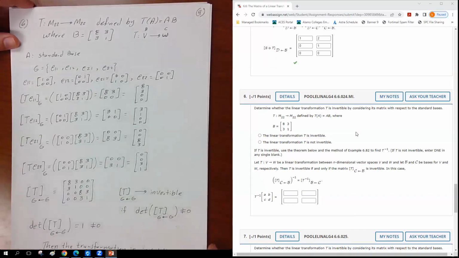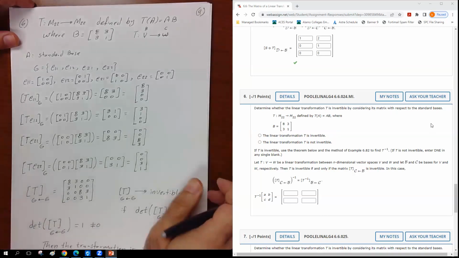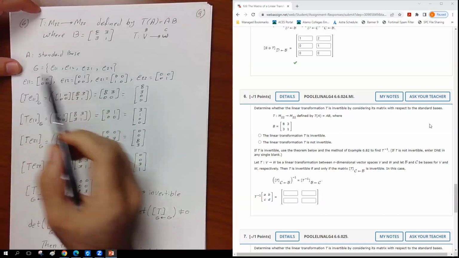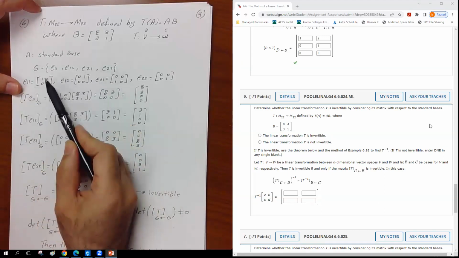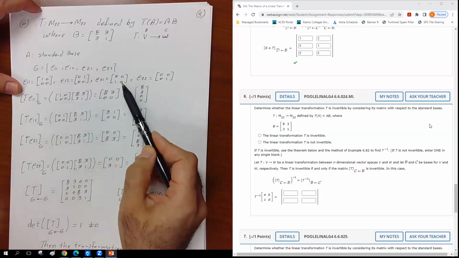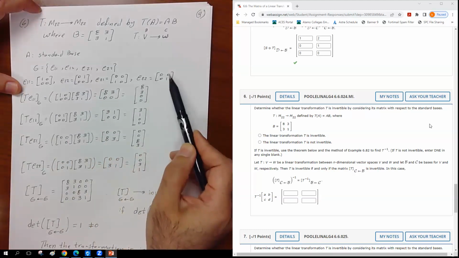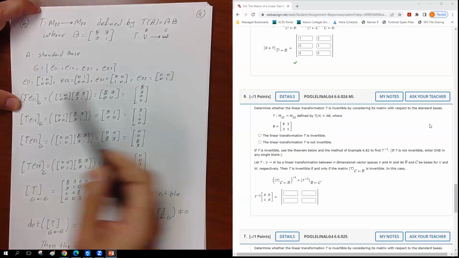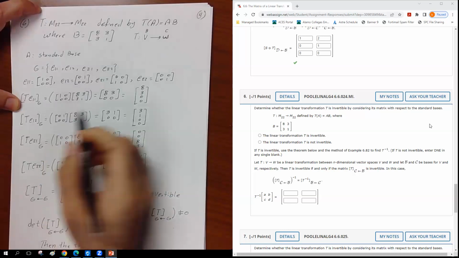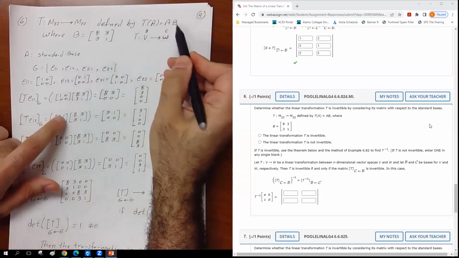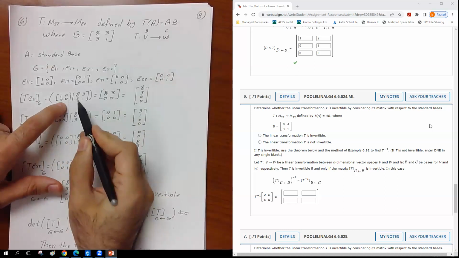And we have the basis. Our basis is the standard base. T is invertible by considering its matrix with respect to the standard base. So here's my standard base, E11, E12, E21, E22. That means the transformation of the first element of the standard base is going to be the matrix times B. So here's our matrix times the matrix B.